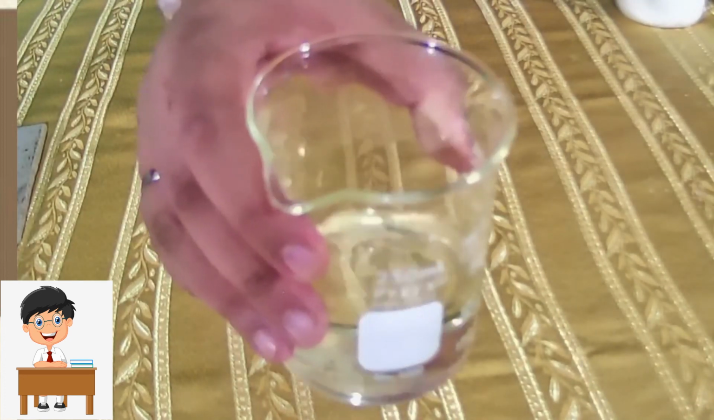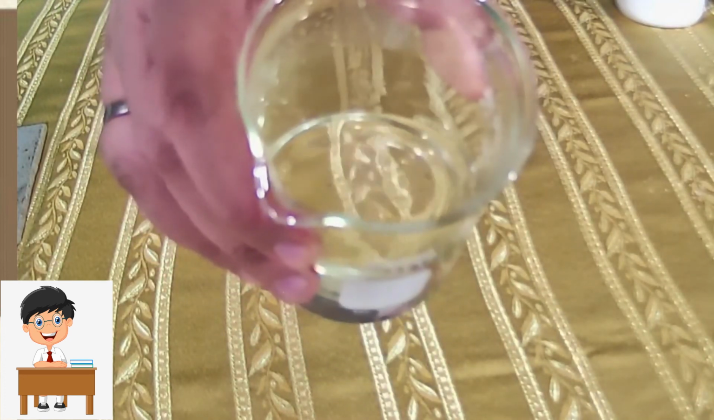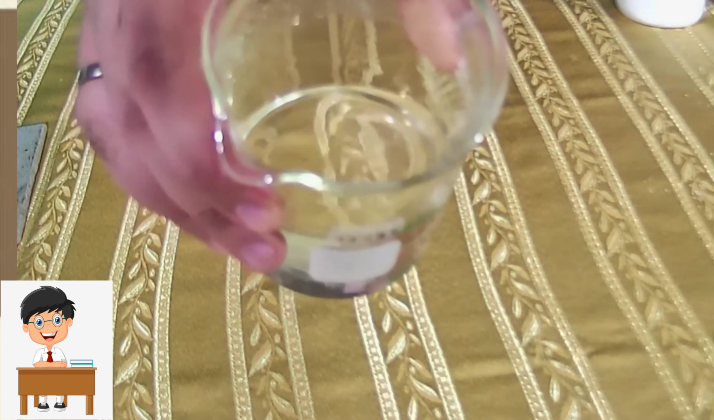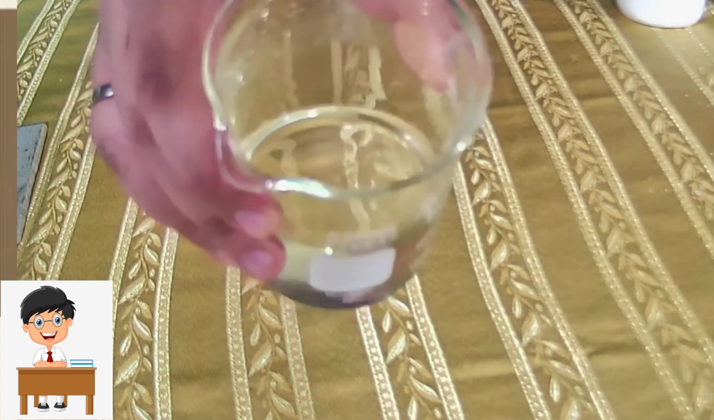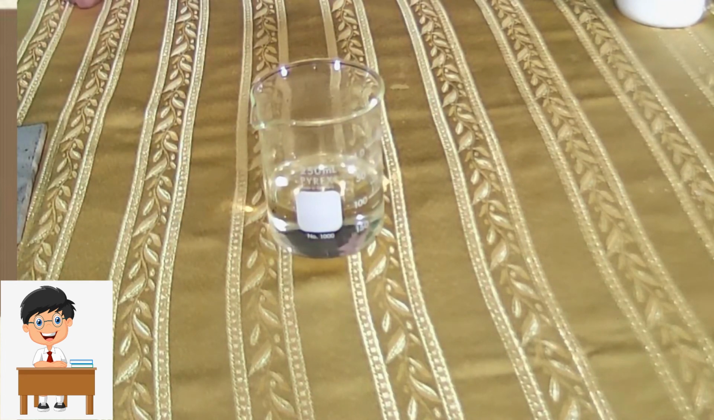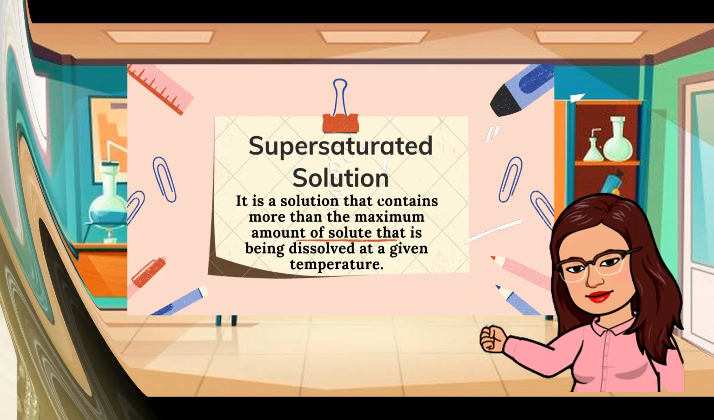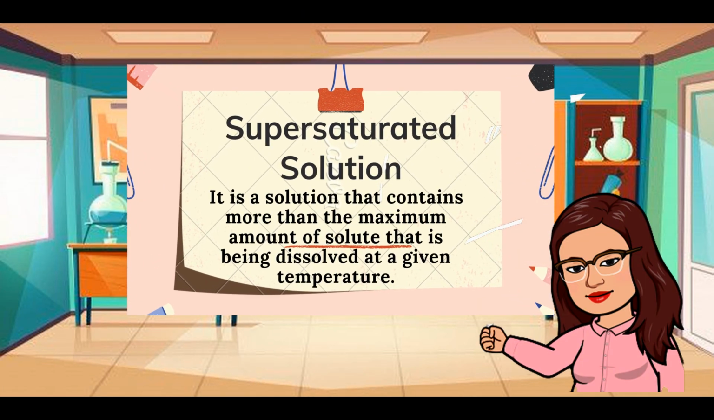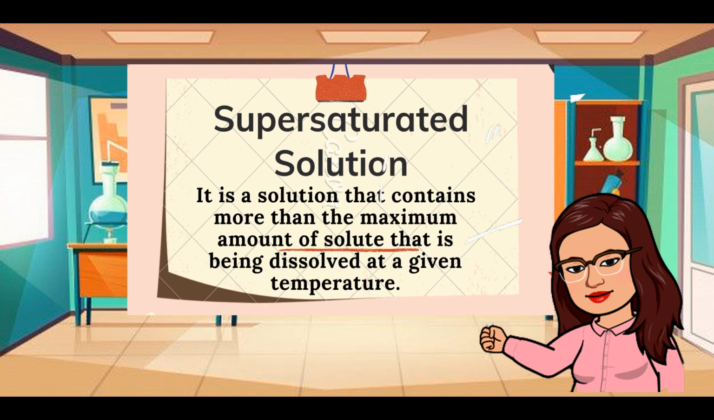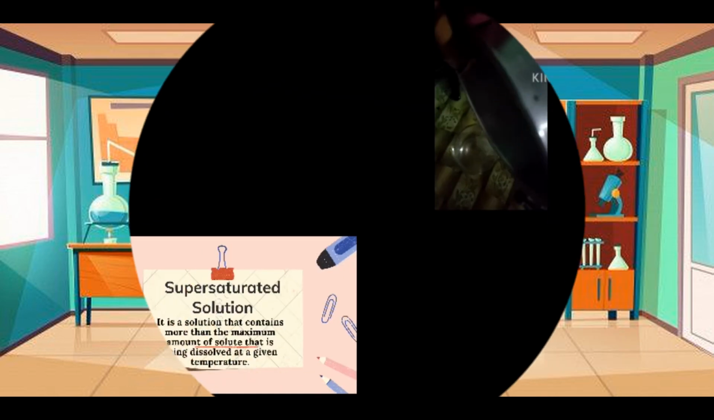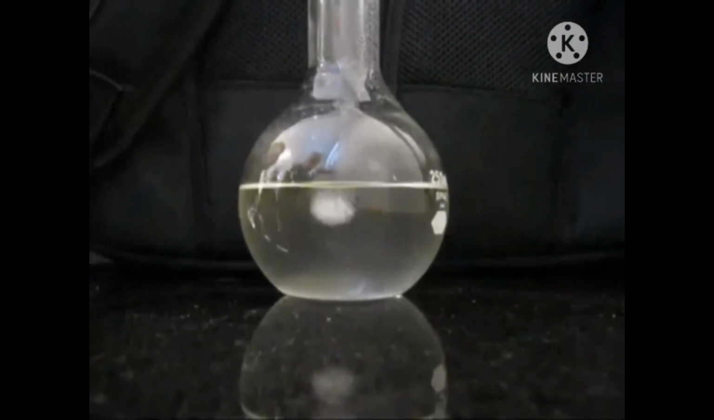Do you still see undissolved sugar particles? We have now prepared a supersaturated solution. The heat did dissolve the excess solute from the saturated solution. Supersaturated solution is a solution that contains more than the maximum amount of solute that is being dissolved at a given temperature. A supersaturated solution is unstable.